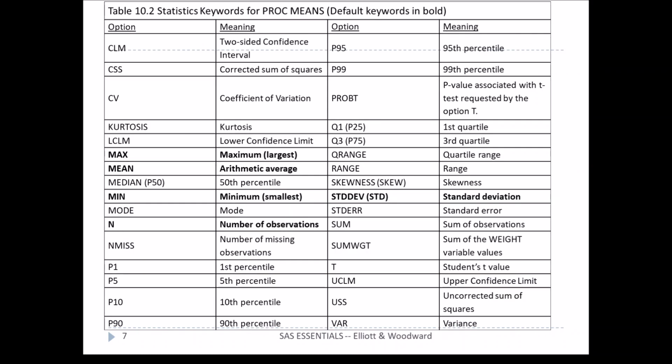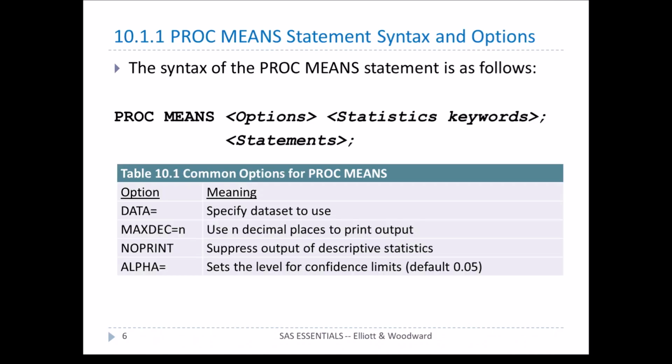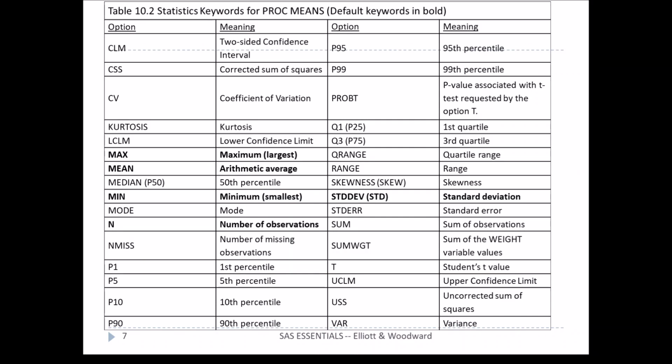Now this table shows you the statistics keywords. Now let me go back up just a minute. So notice here we have options and then statistics keywords. So these keywords come before the first semicolon. By default, the ones in dark, N, mean, min, max, and standard deviation, are the default ones. So if you don't ask for any of these, then those are the ones that are going to be reported. Otherwise, you could type in any of these options and produce some list of options according to your exact needs.